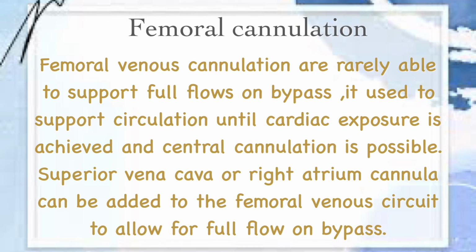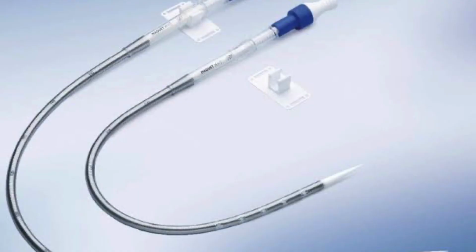Femoral venous cannulation is rarely able to support full flows on bypass. It is used to support circulation until cardiac exposure is achieved and central cannulation is possible. A superior vena cava or right atrium cannula can be added to the femoral venous circuit to allow for full flow on bypass. Femoral venous cannulas are shown in the figure.